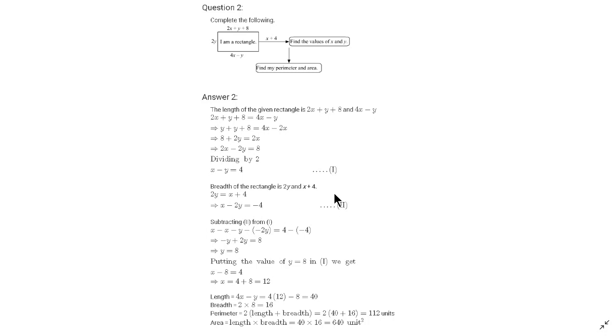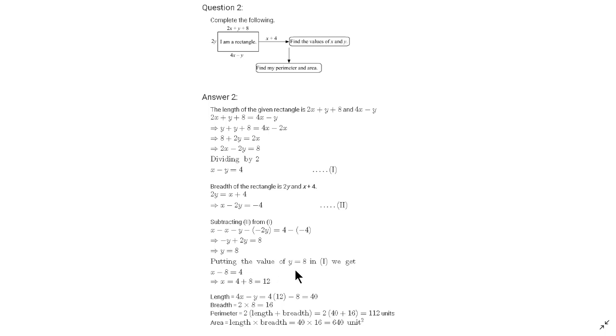Now we can choose the method to solve the simultaneous equations. We can see here x is positive in both. So if we subtract, we will be cancelling the x and we will calculate y. That's why we are subtracting 2 from 1. So x will be cancelled. Minus y minus minus 2y will be plus 2y. Minus y plus 2y is y, and on the other side 4 minus minus 4 is 8. 4 plus 4, 8. So y is equal to 8.